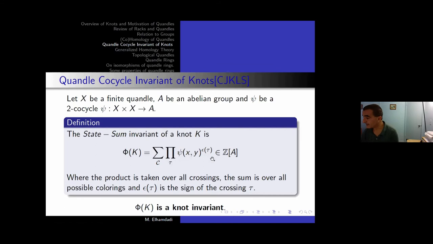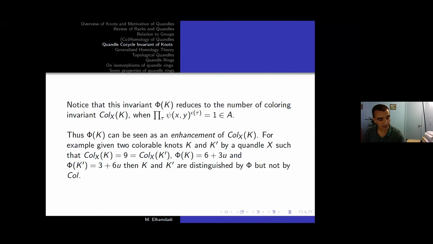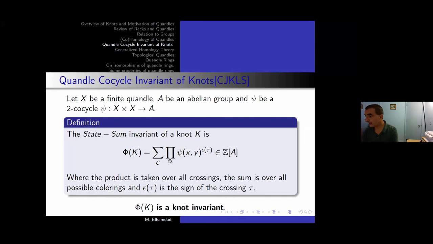Okay, I'll show you a few computations, but before that, let me make the comment that if this product comes out to be one, then you will be adding sigma over C of one, then you get exactly the number of colorings. If the product of weights for a fixed coloring ends up being one, you end up with the number of colorings. This tells you that this is a generalization of the number of colorings.